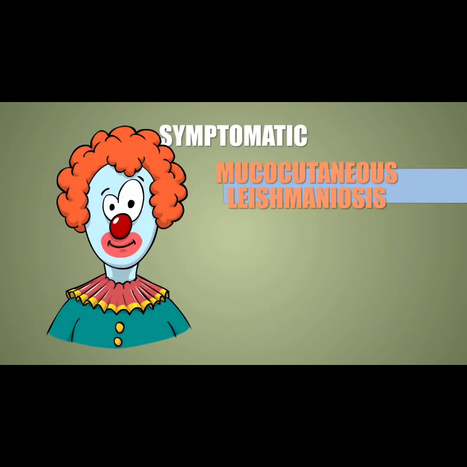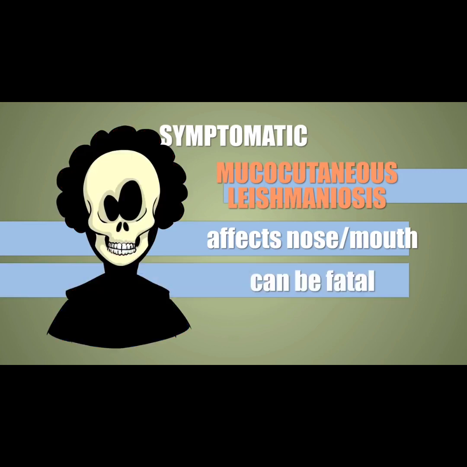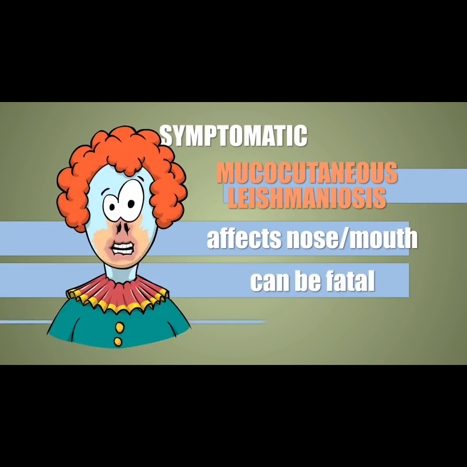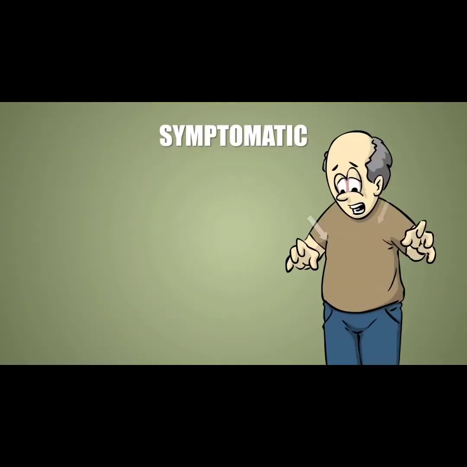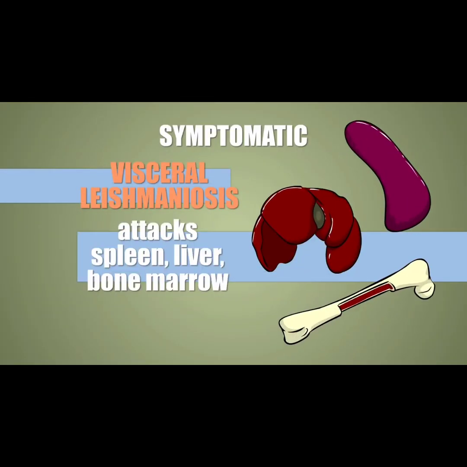Somewhat worse is the mucocutaneous form of the disease, which is characterized by the horrible destruction of nasal and oral tissues. This could possibly lead to death, but at the very least its healing is followed by a significant decrease in quality of life. The most severe form of infection is visceral leishmaniasis, which attacks and kind of liquefies the spleen, the liver, and the bone marrow, and is quite often fatal.